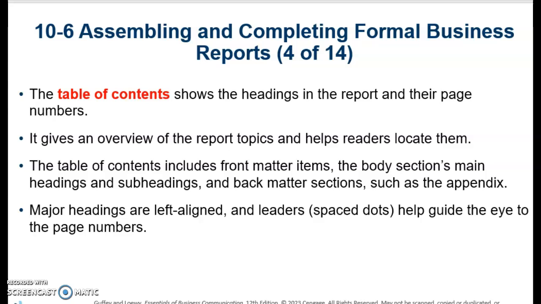Then you have the table of contents, and it shows the headings in the report and the page number. It gives an overview of the report topics and helps the reader locate them. The table of contents includes front matter items, the body sections, main headings and subheadings, and back matter sections such as the appendix. Your headings are going to be left aligned, and leaders are going to be spaced dots to help guide the eye to the page number.